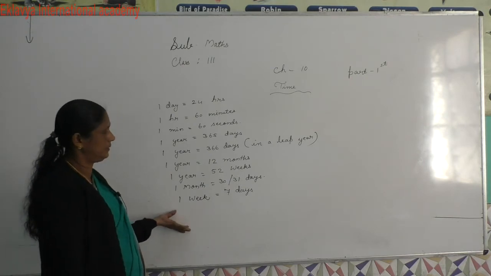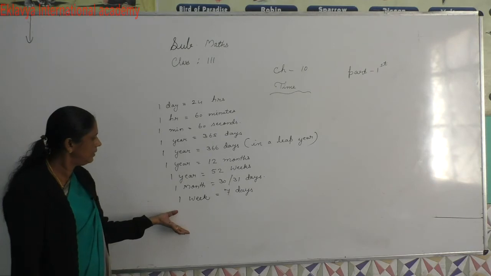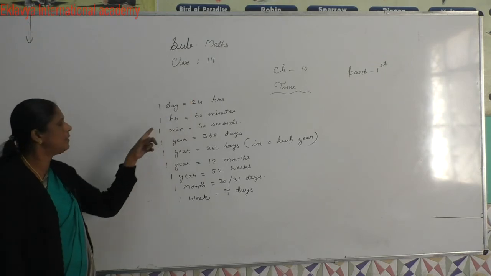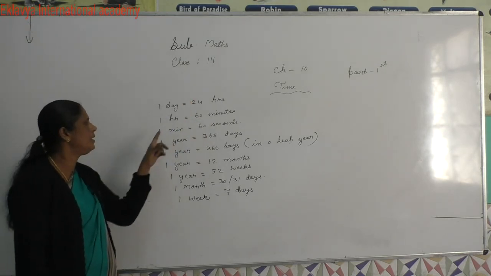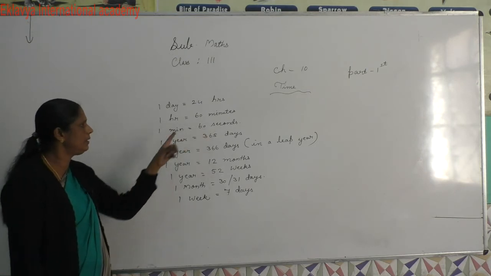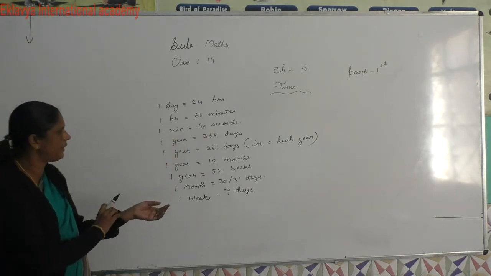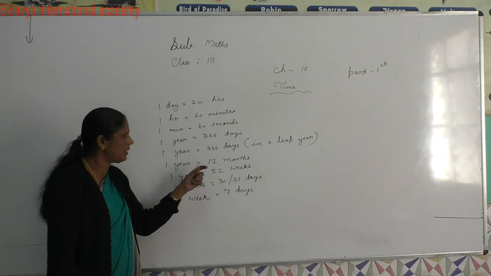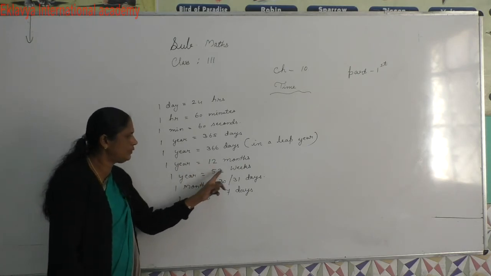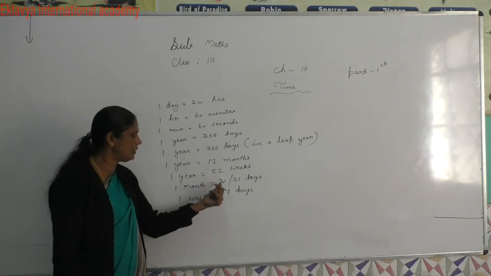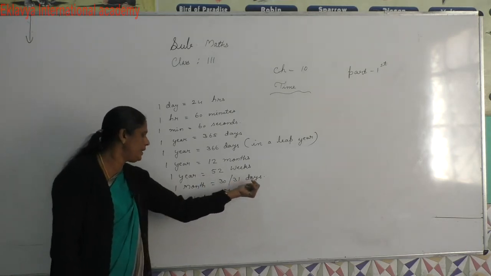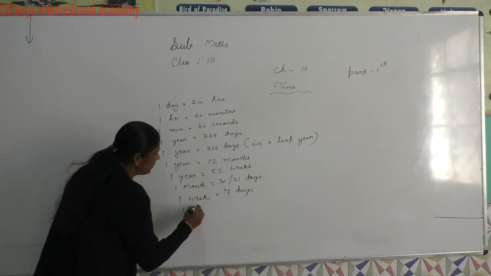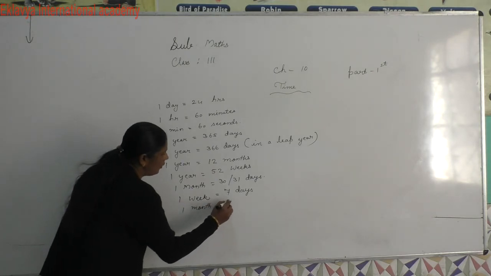Again we learned this: 1 day is equal to 24 hours. 1 hour is equal to 60 minutes. 1 minute is equal to 60 seconds. 1 year is equal to 365 days. 1 year is equal to 366 days. 1 year is equal to 12 months. 1 year is equal to 52 weeks. Then 1 month is equal to 30 or 31 days. 1 week is equal to 7 days. Then 1 month is equal to 4 weeks.